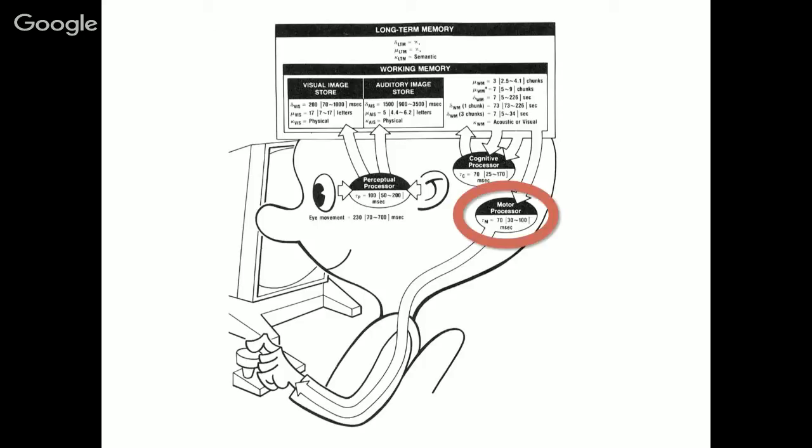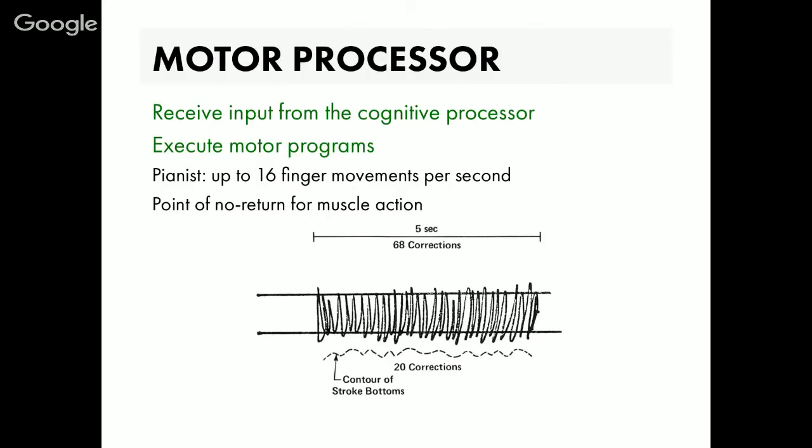Okay, finally, let's talk a little bit about the motor processor. That's how you actually move your hand to control the mouse or something along those lines. You receive input, the cognitive processor has decided hit spacebar. Okay, that's the command. And then you have to execute that. There are lots of studies about how fast you can move your fingers. It depends on the task and how expert you are. There's also what they call a point of no return, where your muscles got the signal. You're not going to stop it. In so many milliseconds the act is going to happen.